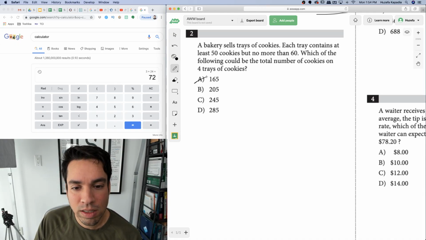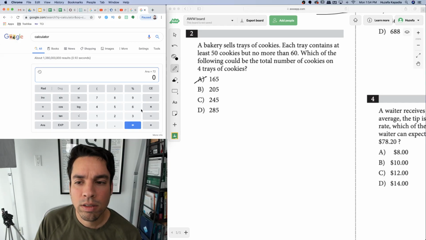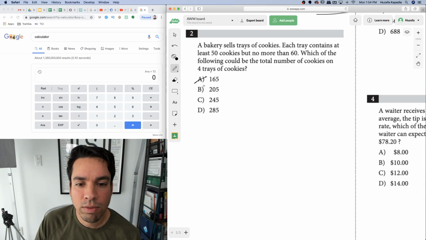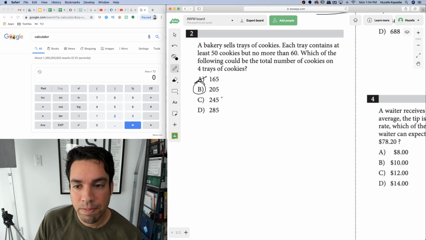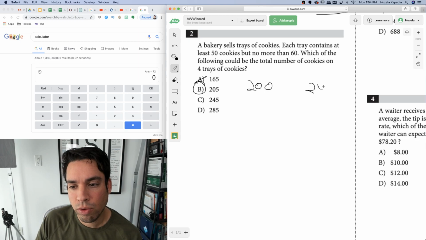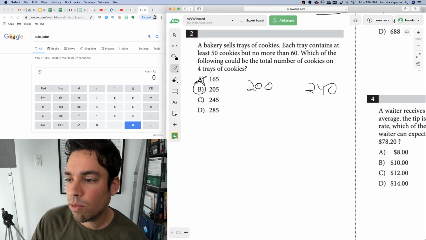Okay, so 165 would be divided, that's too few. That's going to be like 40 something per tray. This will work, this would be 51 per tray, I think. Hold on, at least 50. Yeah, I think 205 will work. This will not work because this would be 61.25 or something per tray. Because it's got to be between 200 and 240, so 205 is the only thing that will work.